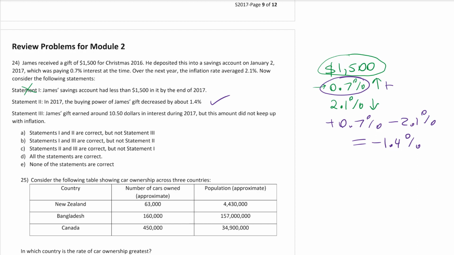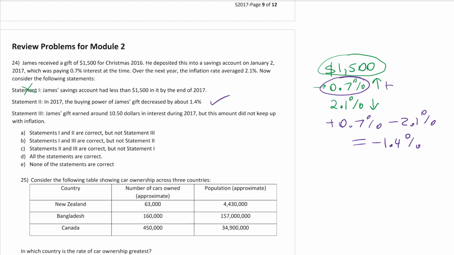But be careful, it doesn't mean that he's going to have less money in the account. It's just that whatever money he will have cannot buy as much as 1,500 could buy in the prior year. And 3, James' gift earned around $10.50 in interest during 2017, but this amount did not keep up with the inflation. All right, so let's calculate.